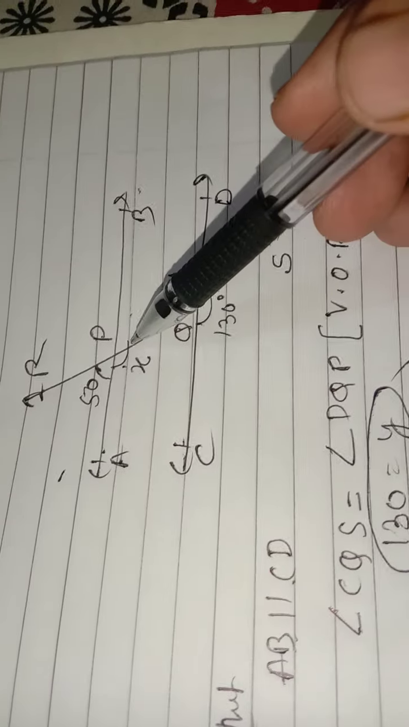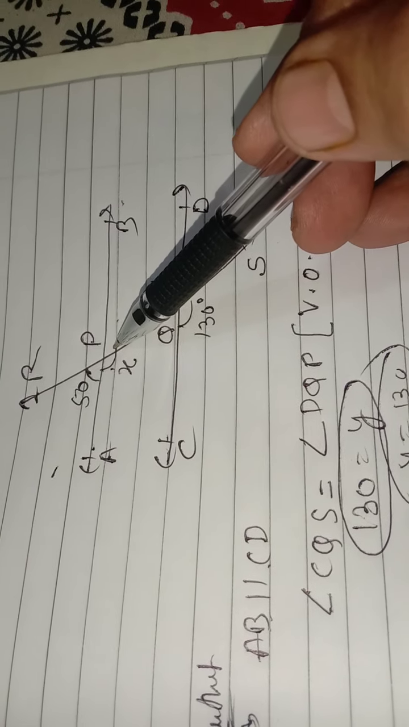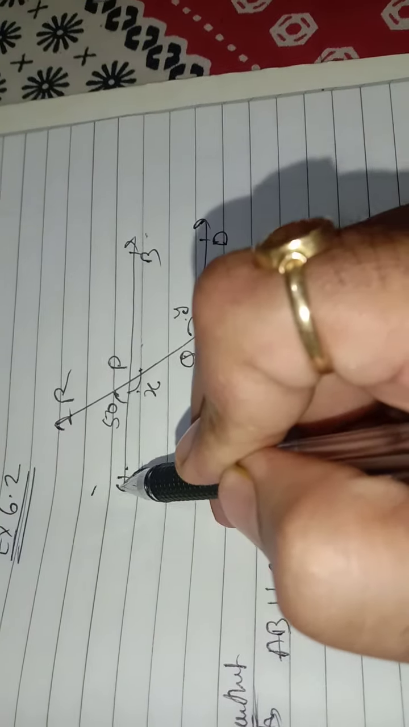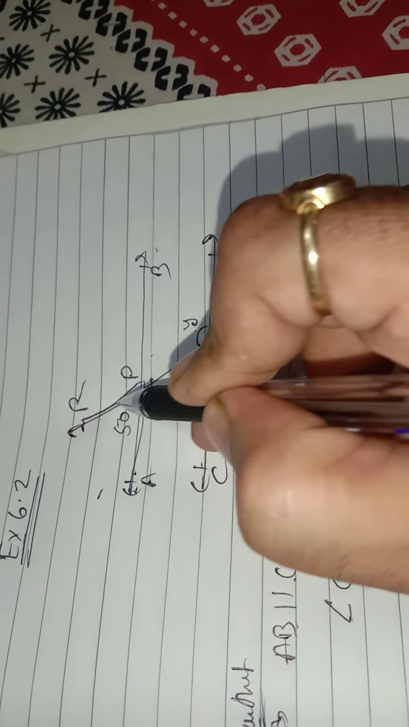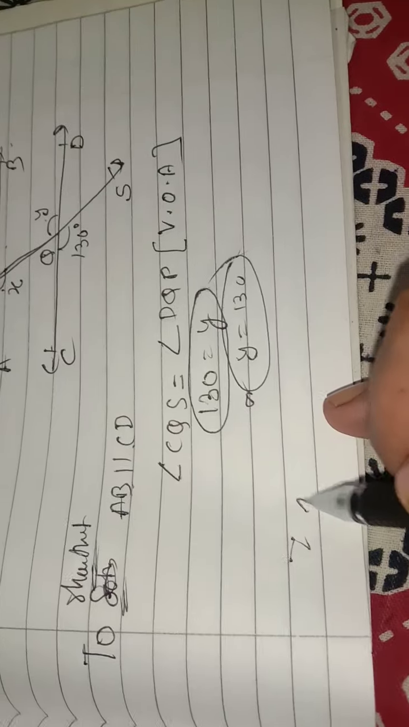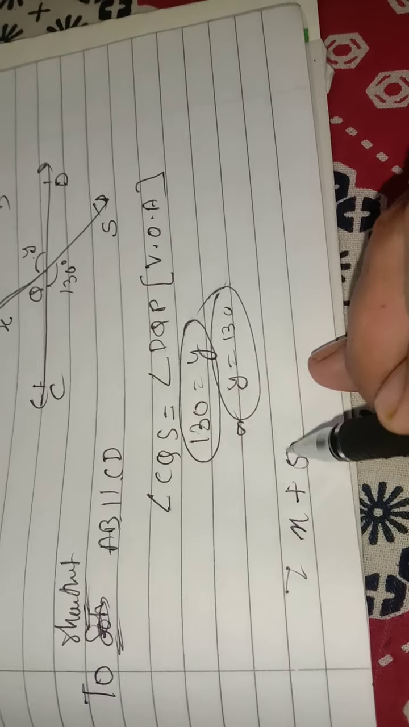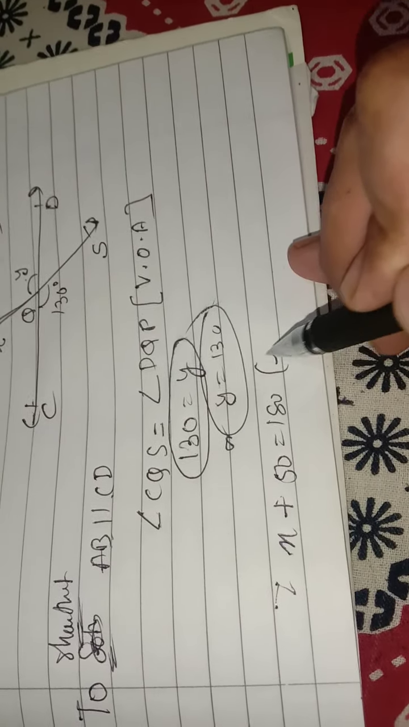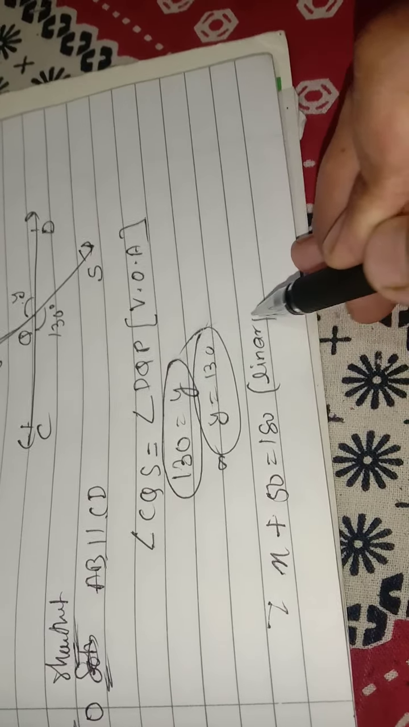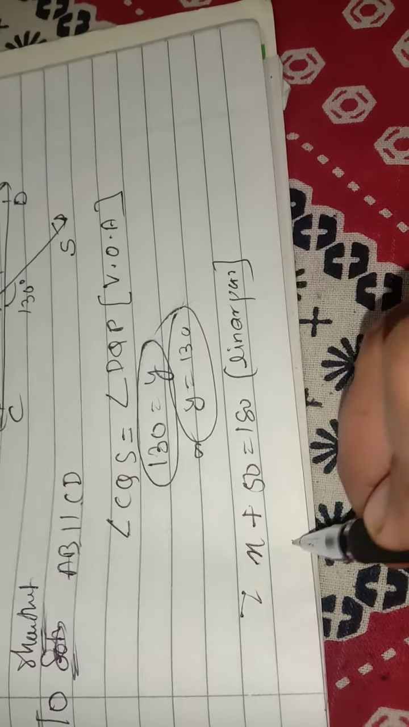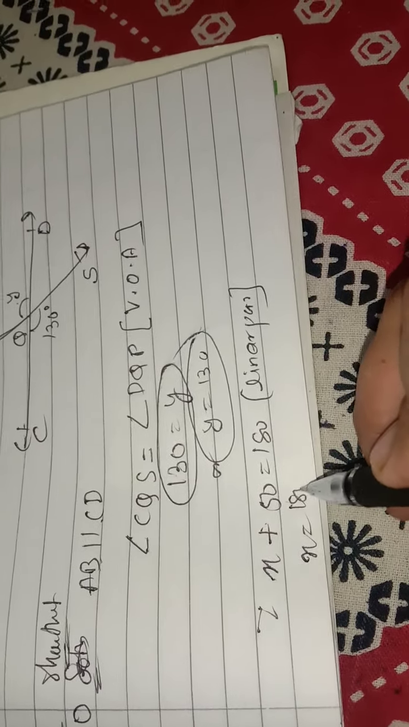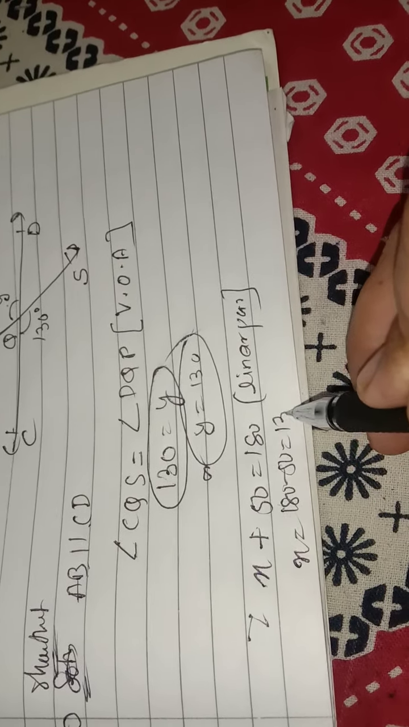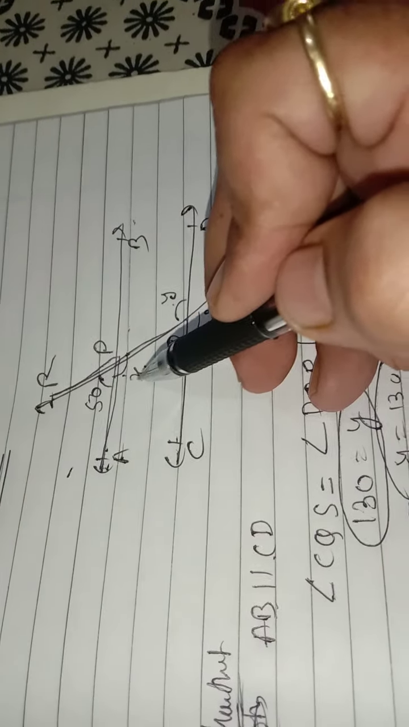Now what is the value of X then? If I am considering this whole line as the linear pair, okay, linear pair, so I can simply write that x plus 50 is equal to 180. What is the reason? Linear pair. So what is the value of x? It is 180 minus 50 is equal to 130. So we got the value of x as 130.